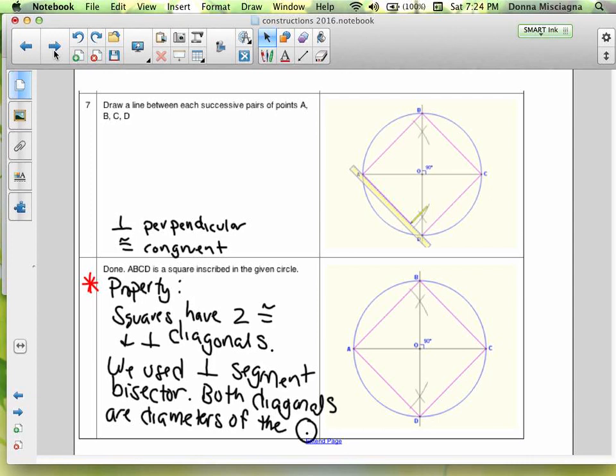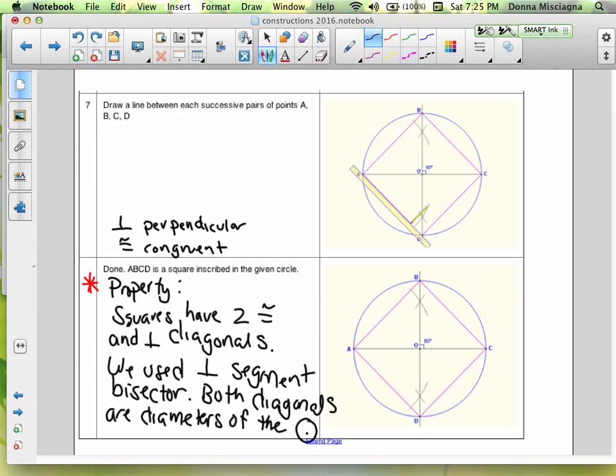And a property of squares, and you'll need to know this all throughout the year: squares have two congruent, and, though this little mark here is something students sometimes have trouble reading, it's "and." You can put an "and" there if you weren't sure what that was. And perpendicular diagonals. We used a perpendicular segment bisector to construct our square. Both diagonals are diameters of the circle. So our diagonals are diameters of the circle because we made sure that those diagonals were perpendicular and congruent. We ensured that this is a square.